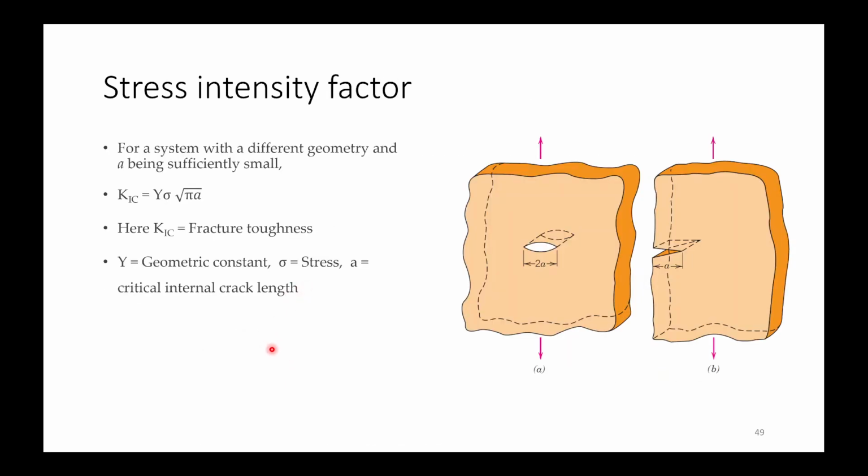Stress intensity factor: this is when your material already has a pre-existing crack, so the strength of the material will reduce and it will be based on the stress intensity factor. KIC is the fracture toughness, Y is a geometric constant, sigma is stress, and A is the critical internal crack length, and the relation will be KIC equals Y sigma times the square root of pi A.